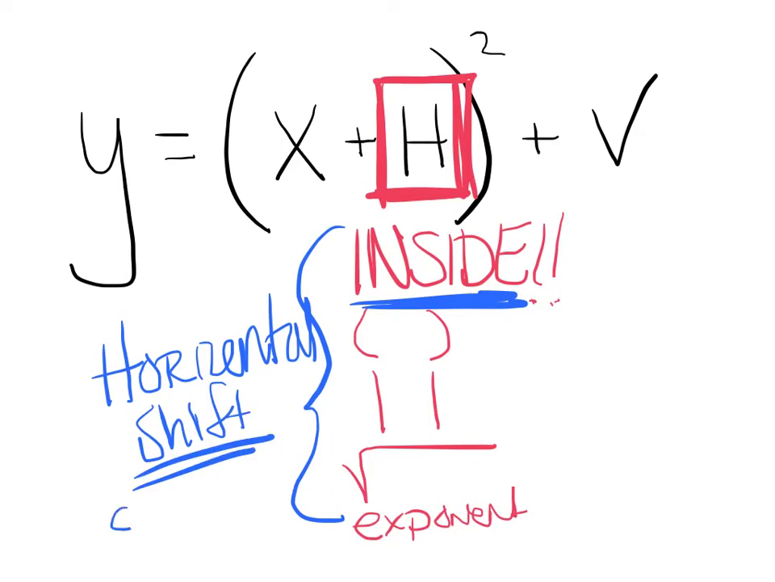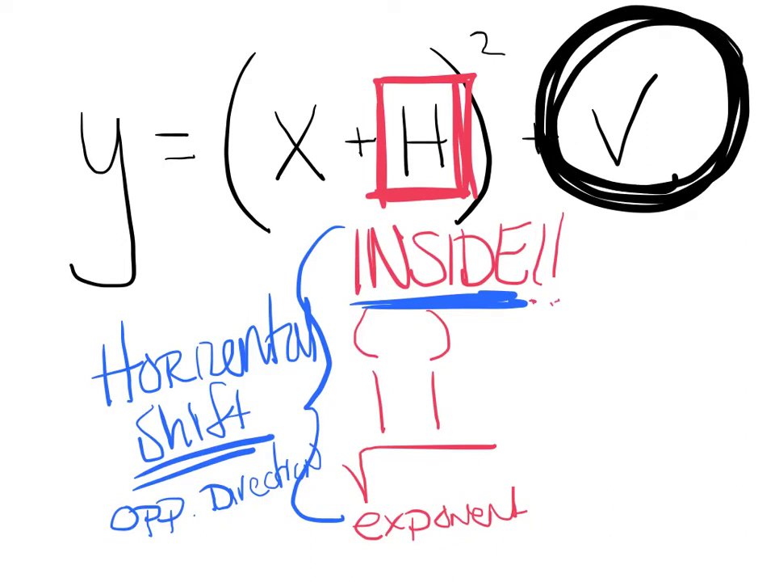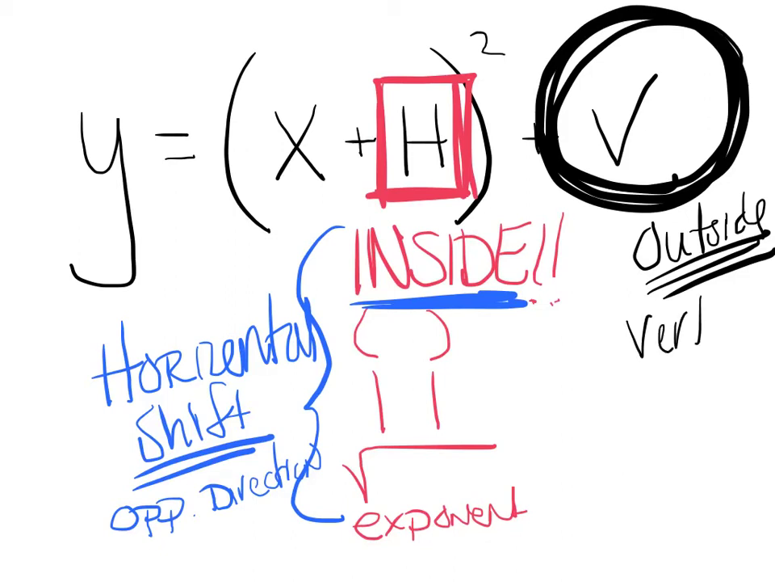Okay, and the horizontal shift is going to go in the opposite direction. Likewise, anybody that's outside, okay, so let's make this very big and bold. If it's outside, this represents a vertical shift. Outside is a vertical shift.